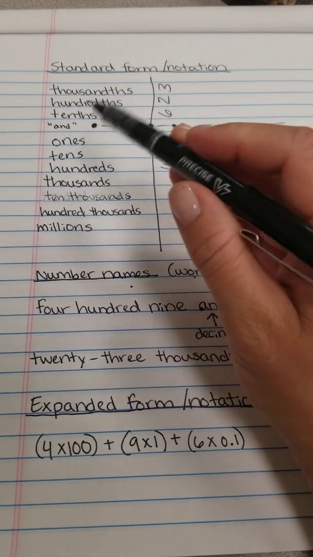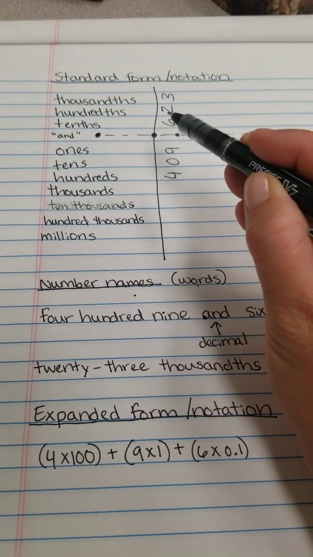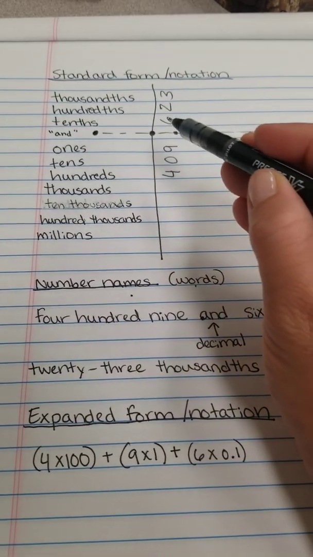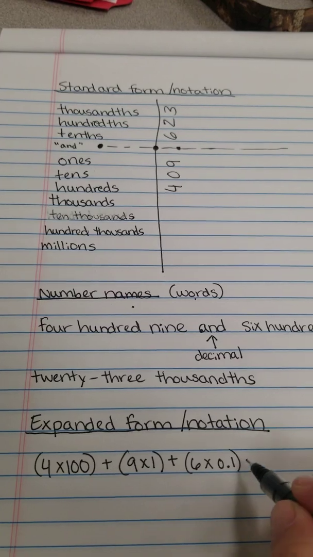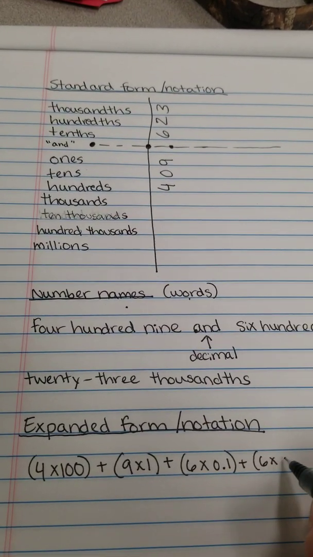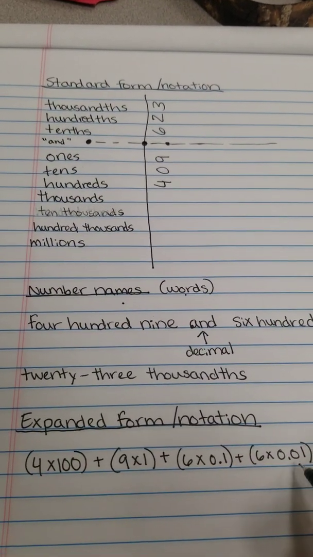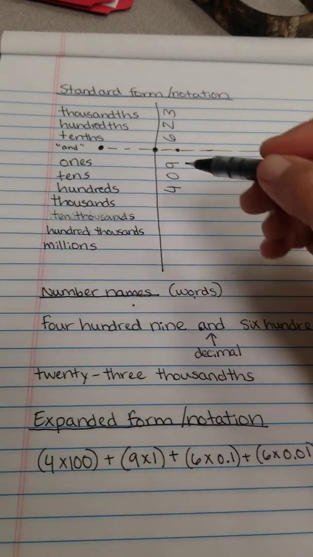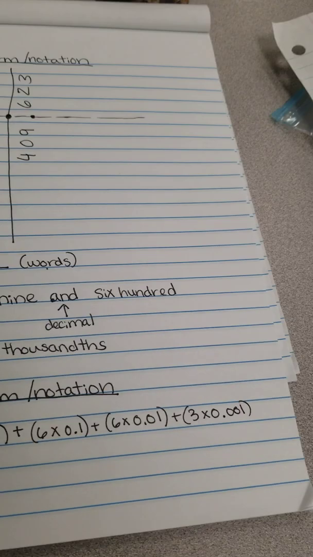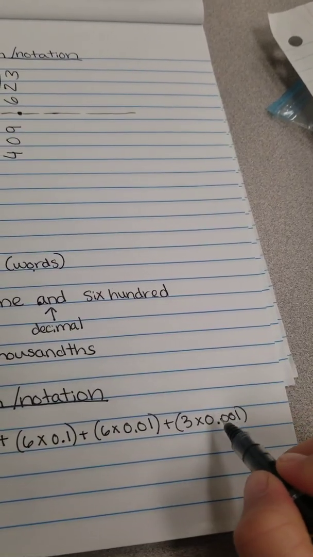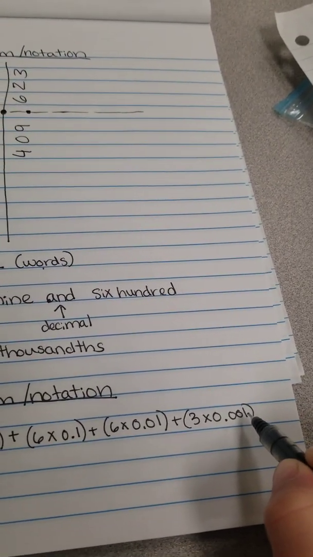Then I have a 2 in the hundredths place, so I'm going to write 2 times 1/100. Notice the hundredths place is 2 places after the decimal. Then I have a 3 in the thousandths place, so I'm going to write 3 times 1/1,000. And the thousandth is 3 places after the decimal.